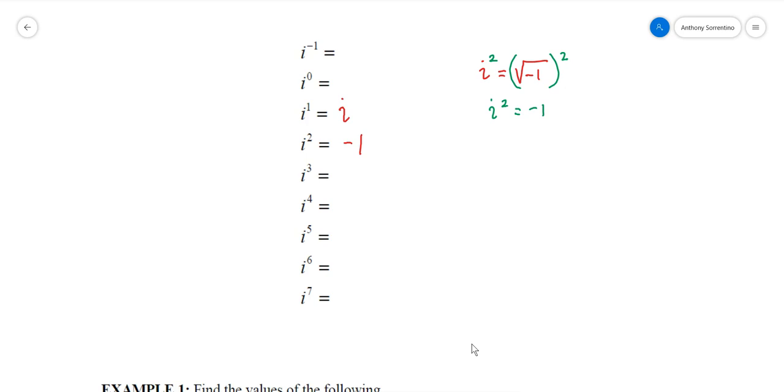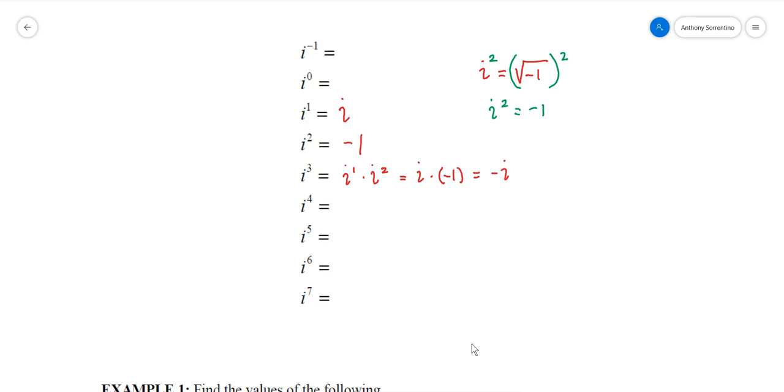The rest of these stem from the fact that if I have i cubed, much like exponent rules before, anything to the third power can be expressed as something to the first power times that same base to the second power. And we know what these are. i to the first power is just i. i squared is -1. Anything times -1 is just a negative version of itself. So this would be -i.